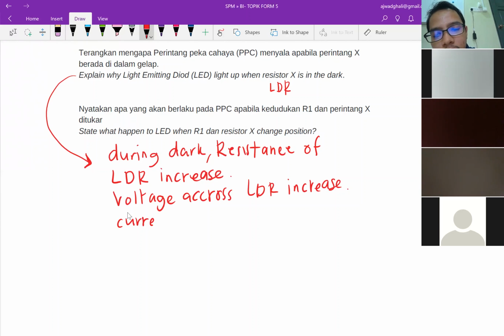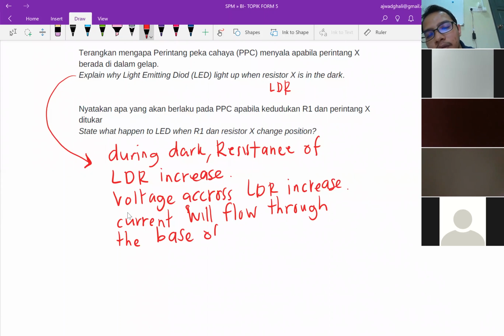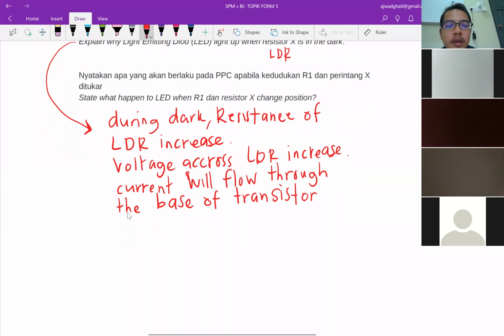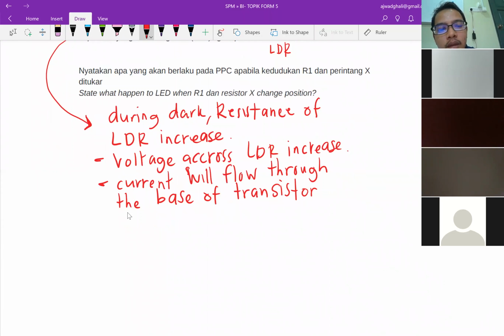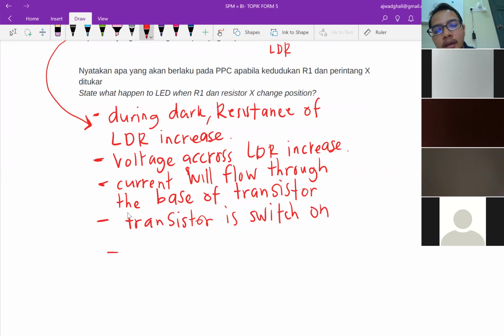Current will flow through the base of the transistor. Number 4, the transistor is switched on and the LED will light up, or LED or bulbs.